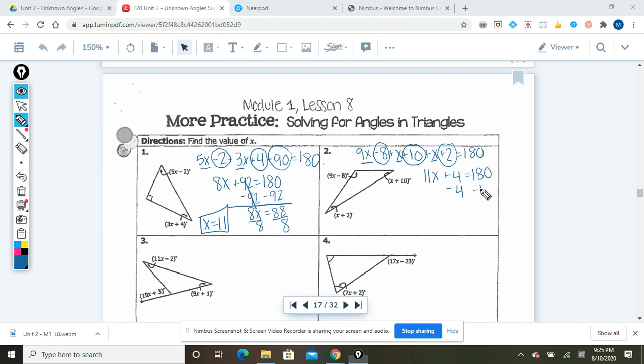I'm going to subtract 4. So I get 11x equals 176. And divide both sides by 11. I had my calculator, oh, here it is. 176 divided by 11, I get x is equal to 16.